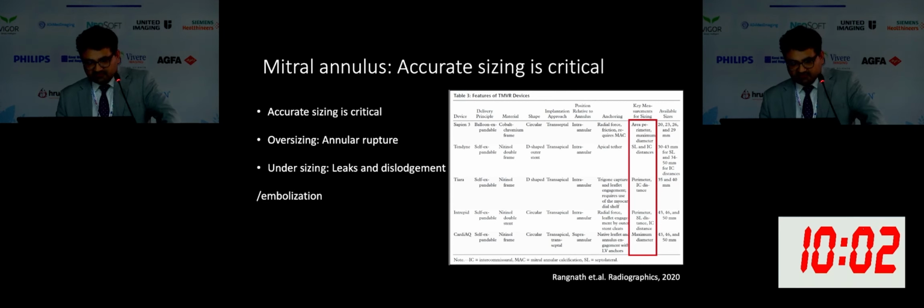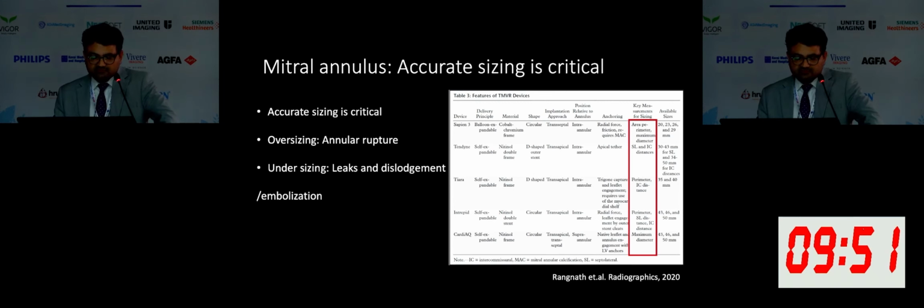And accurate sizing is important because if you oversize, you rupture the annulus and maybe injure the coronary left circumflex, which is very close to the annulus. And if you undersize, those individuals may have leaks or dislodgement or embolization of the device.